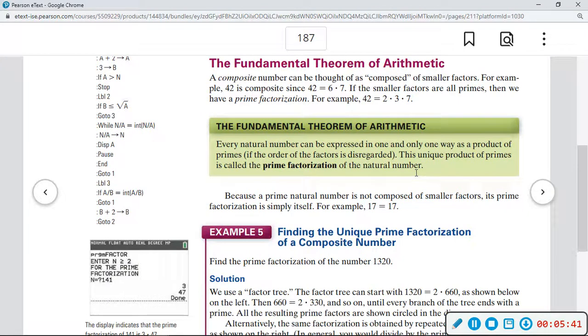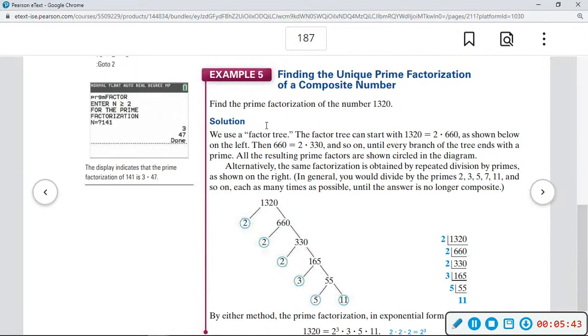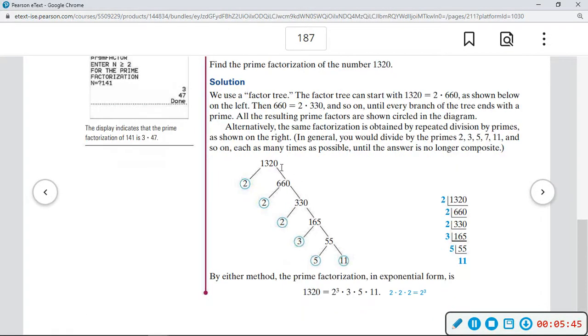Alright, prime factors. So this example is showing you what a factor tree is. They say this is a factor tree. You start with a number. You can divide it by anything that you know it is divisible by, kind of using those divisibility rules or whatever method you want to use, and you'll break it down.